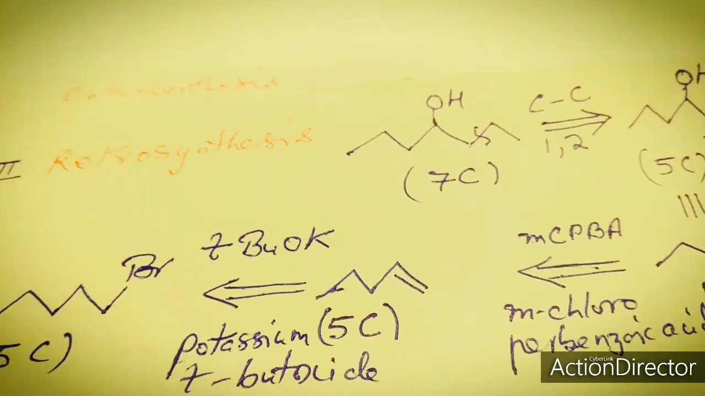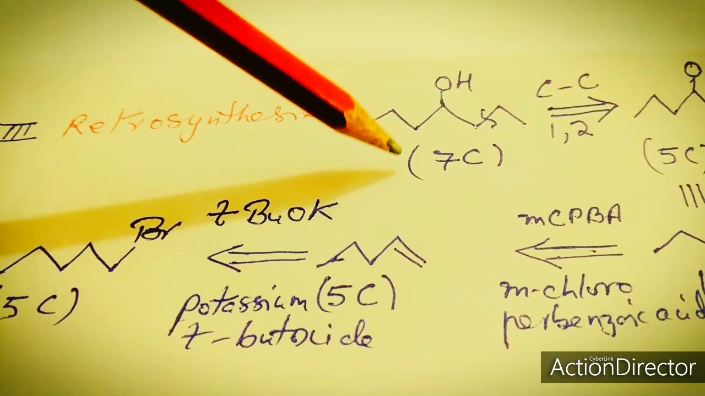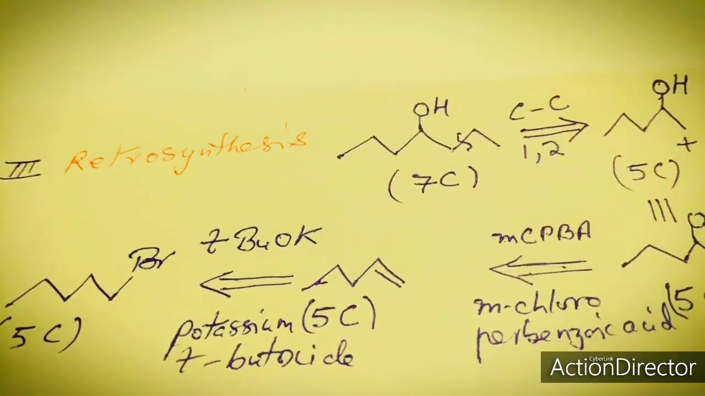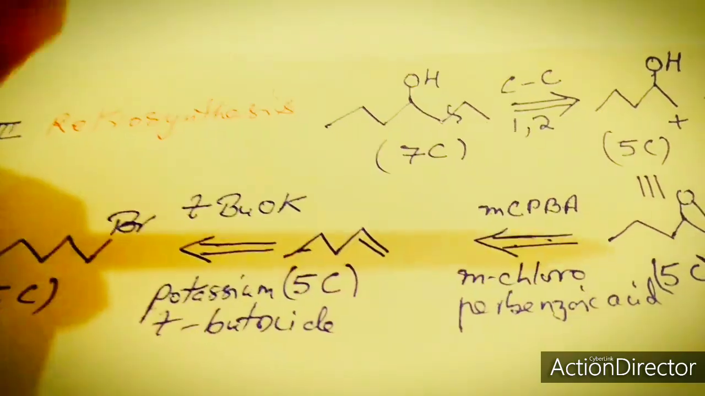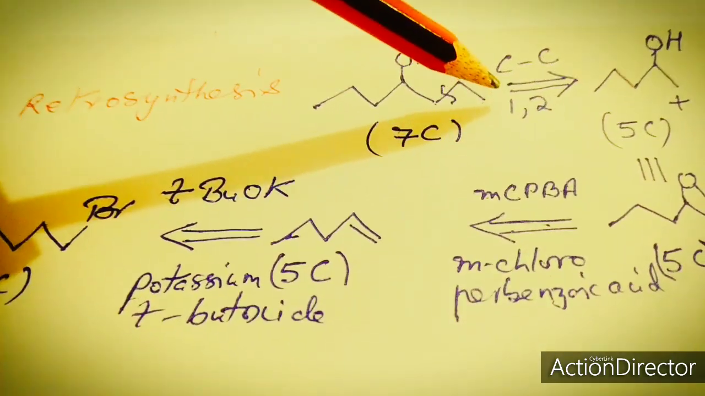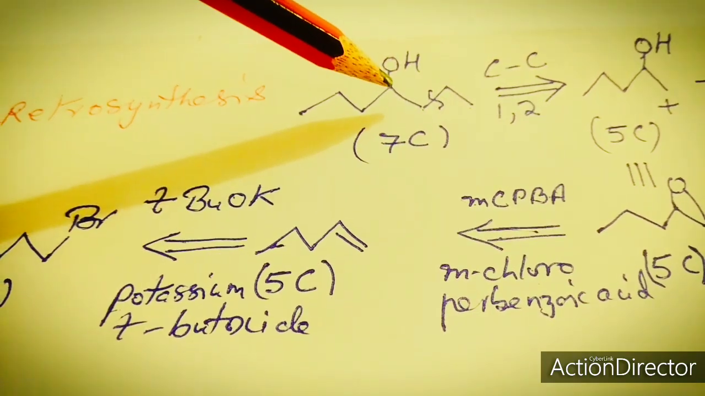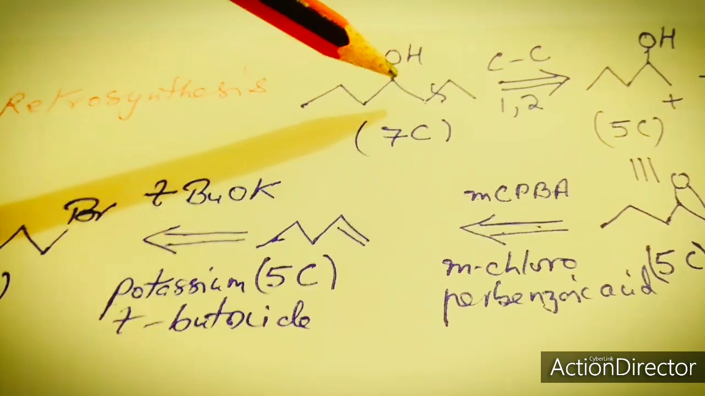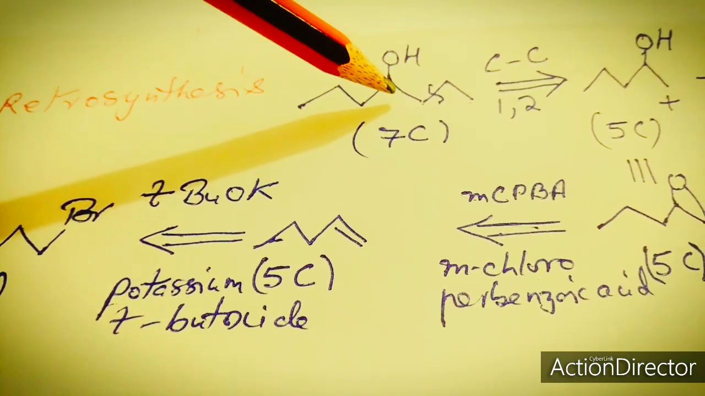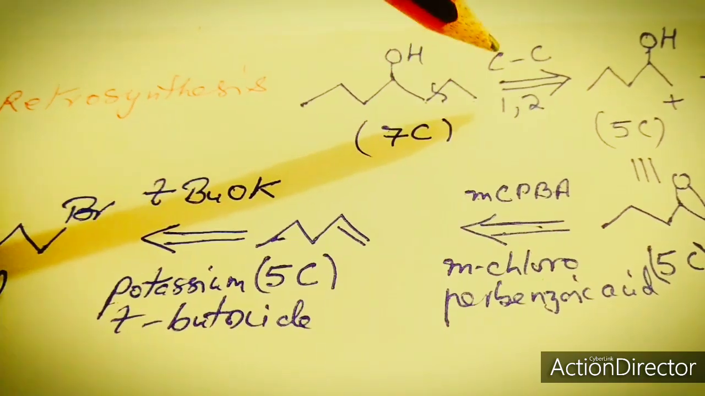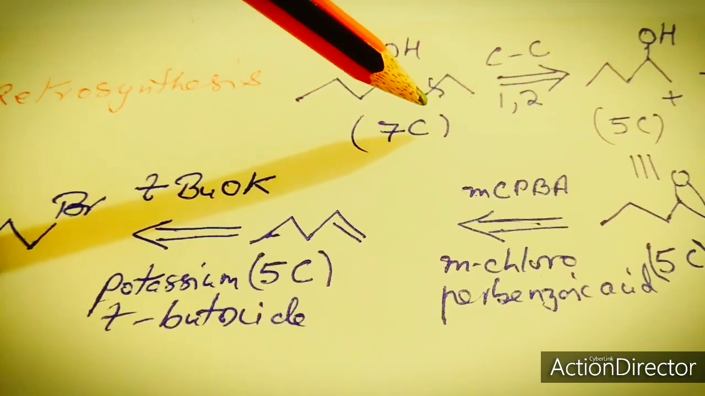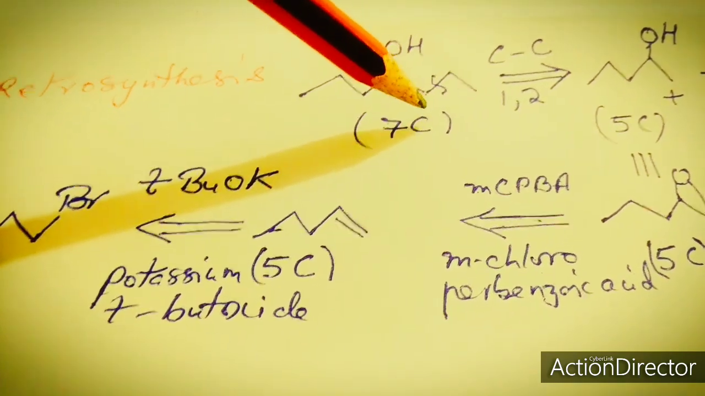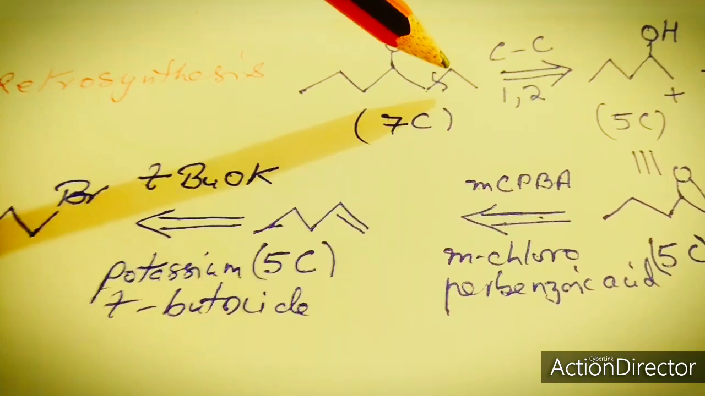This is a 7-carbon compound. Alcohol, as we can see, is the functional group here. Now, going about the retrosynthesis, first we will disconnect 1, 2, that is 2 bonds away from this functional group. So it is a 1, 2 carbon-carbon disconnection, because these are the bonds which are being disconnected. So we will get a positive charge here and a negative charge here.